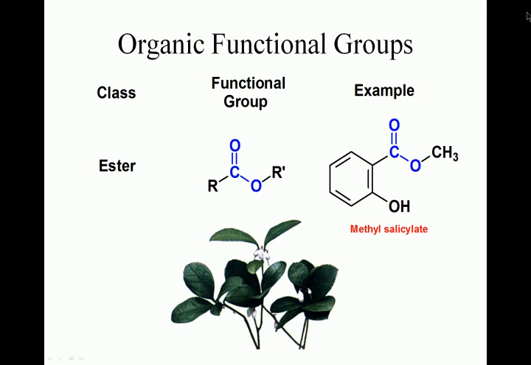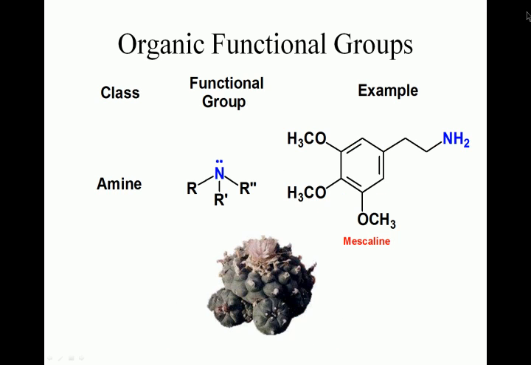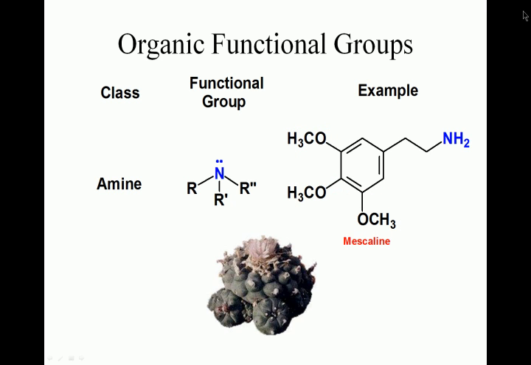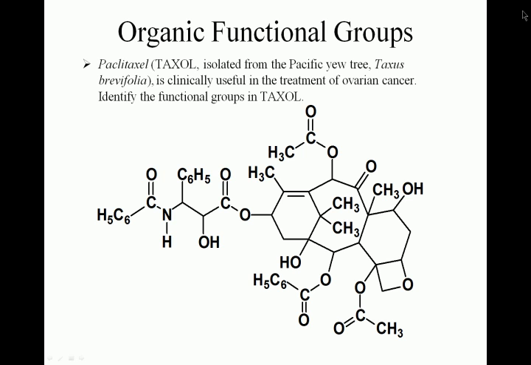Methyl salicylate also has a hydroxyl group, so this is an alcohol and an aromatic ring. Mescaline has an amine. It also has 3 ether groups. ROR is the general formula for ether, and an aromatic ring. Here is a very complex molecule. This compound is called paclitaxel or Taxol. You may have heard of the application of Taxol for the treatment of ovarian cancer.